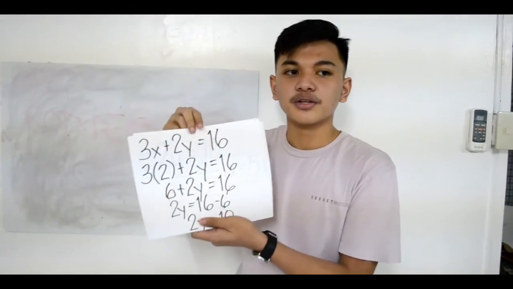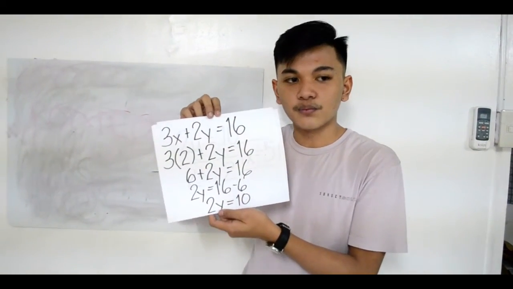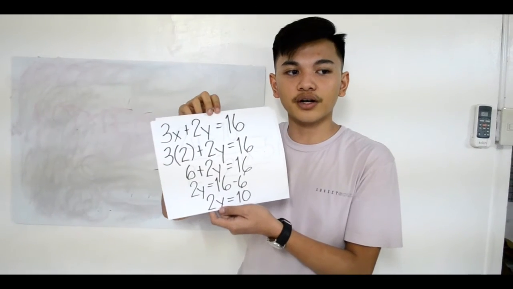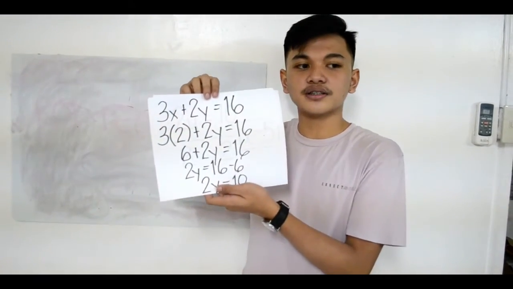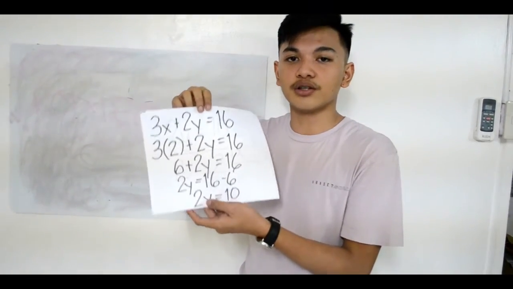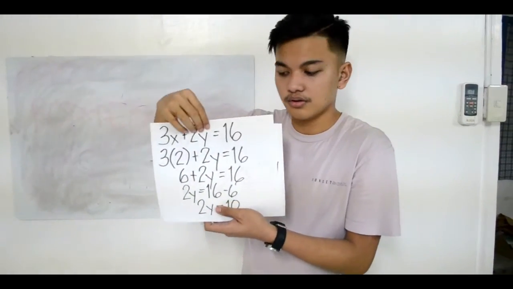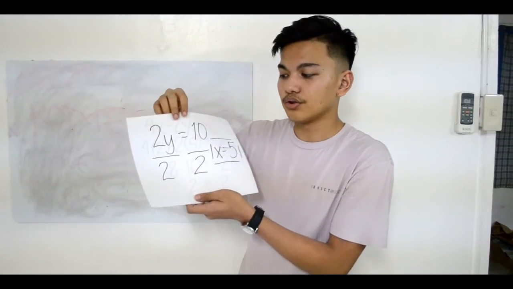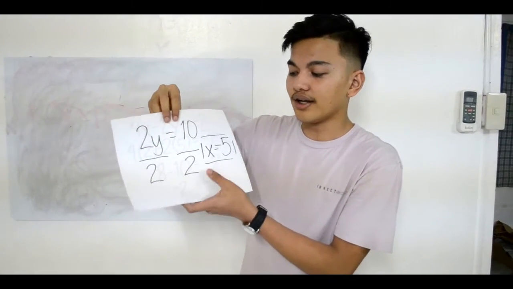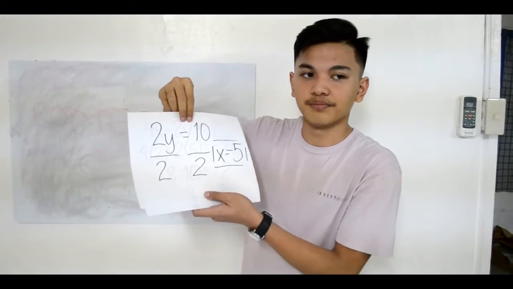For step 2, we need to find the value of y by substituting 2 for x in one of the original equations. I chose the first equation because every term in the equation is positive. Then, divide both sides of the equation by 2 to isolate y. Our y will be y = 5.